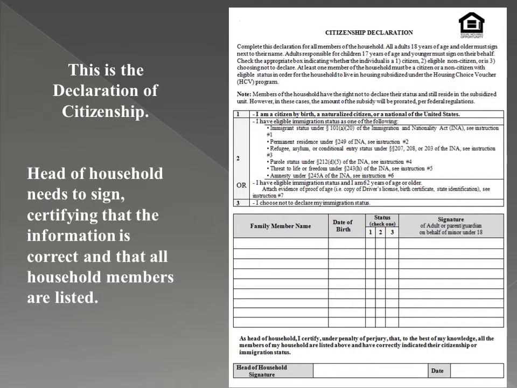Citizenship Declaration. This form is used to declare the citizenship status for all household members. Each household member should be listed on this form, followed by their date of birth, citizenship status, and signature if over 18 years old. The head of household should sign for all household members under the age of 18. Any family member age 18 and over will sign on the signature line following their name. The head of household then signs the lower portion of this form.